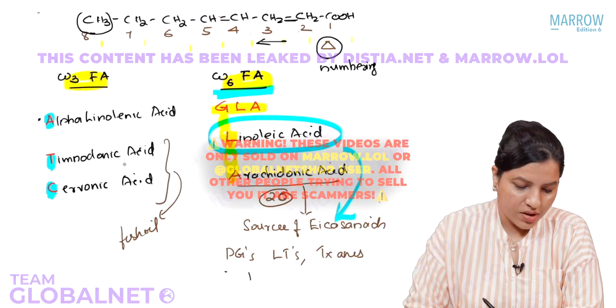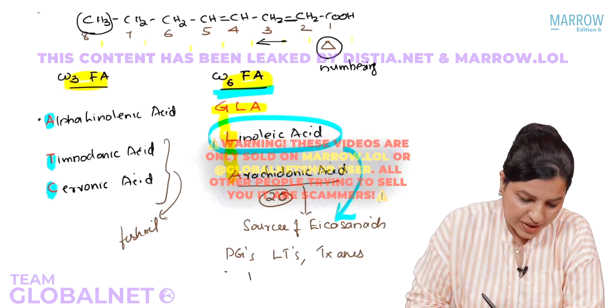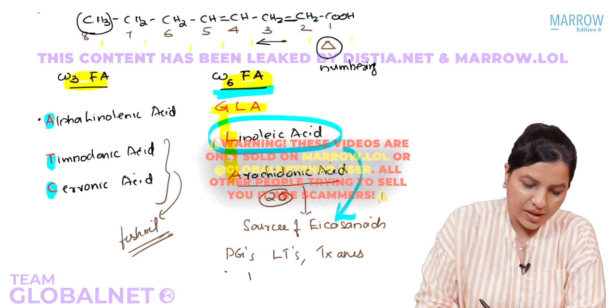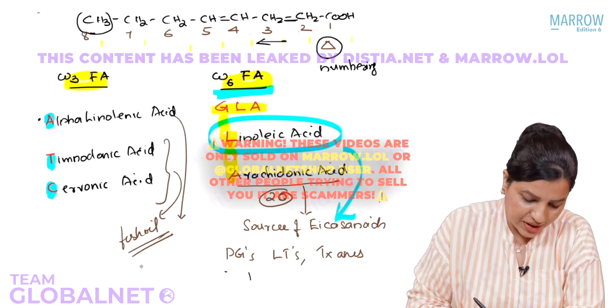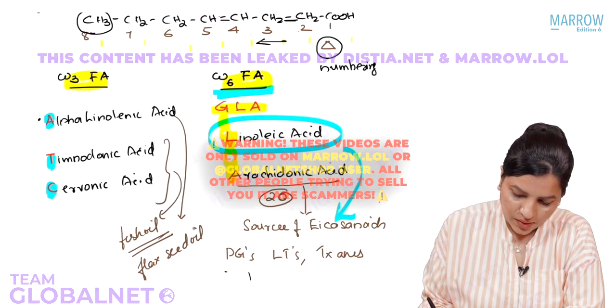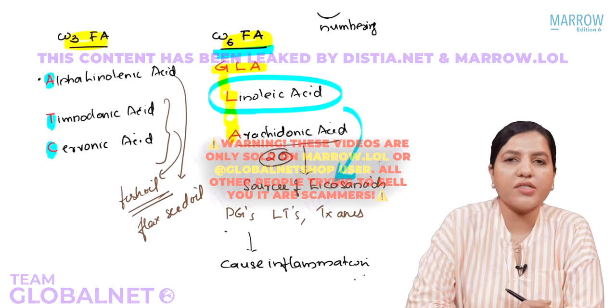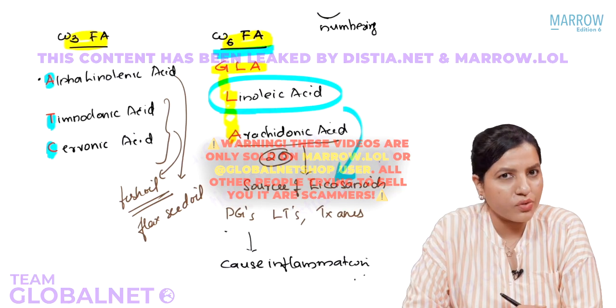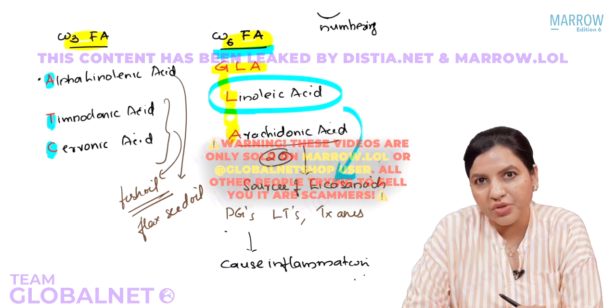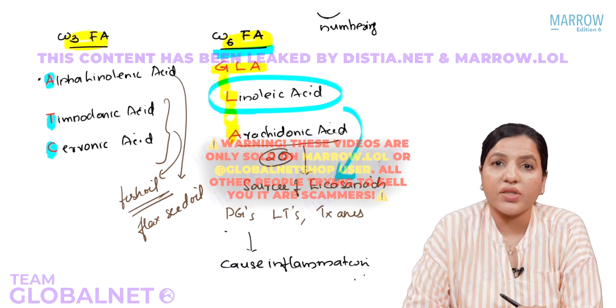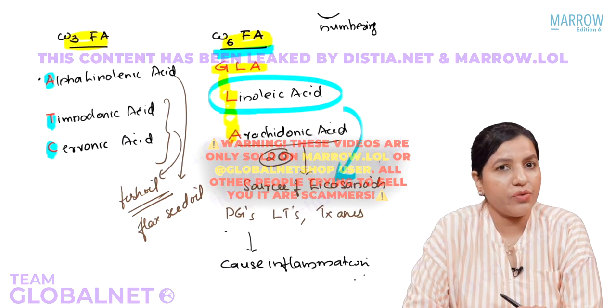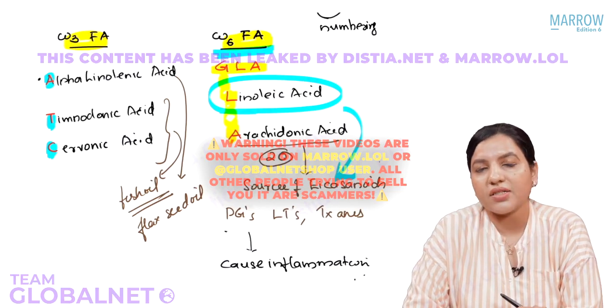Whereas, timnodonic acid and cervonic acid are present in the fish oils. Then alpha linolenic acid is present in the flaxseed oil. They are not something which produces the icosanoids and the inflammatory mediators. So, they decrease the cardiovascular risk when compared to omega 6 fatty acid.